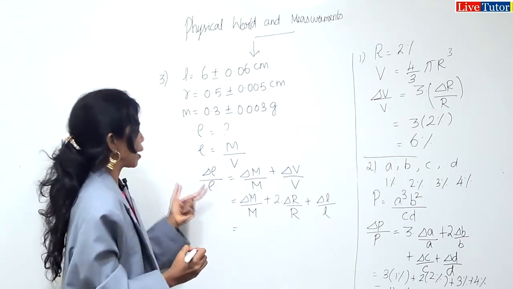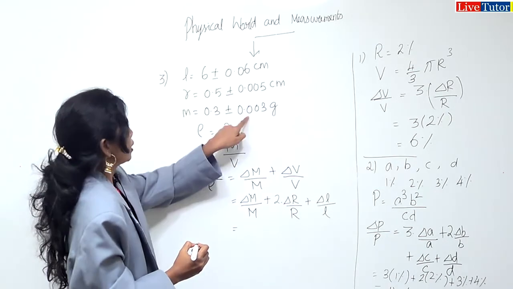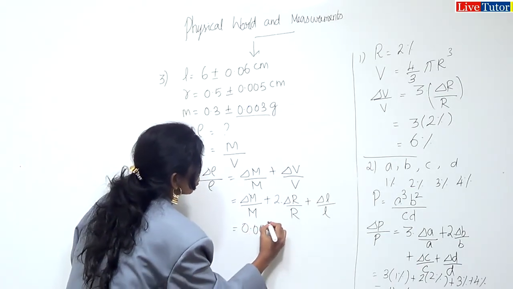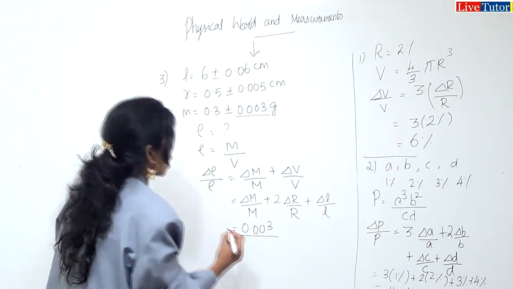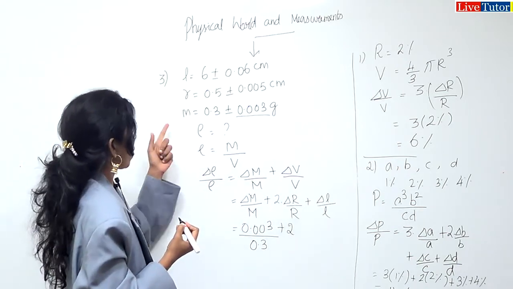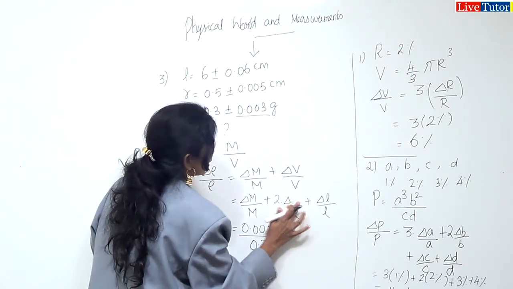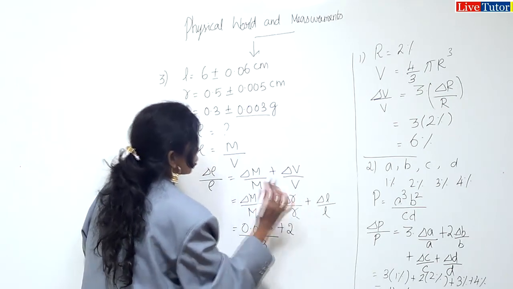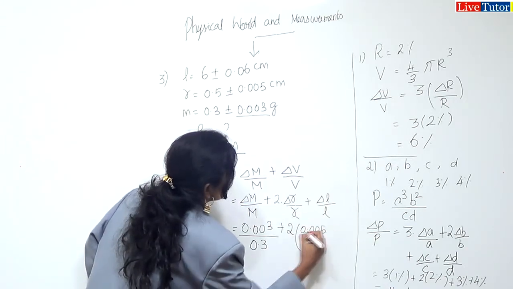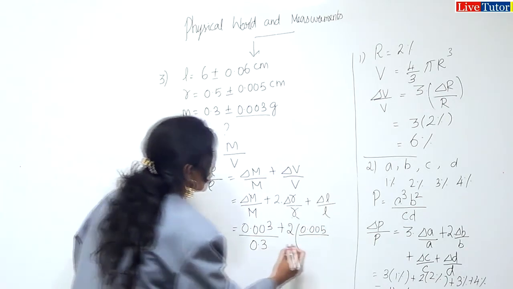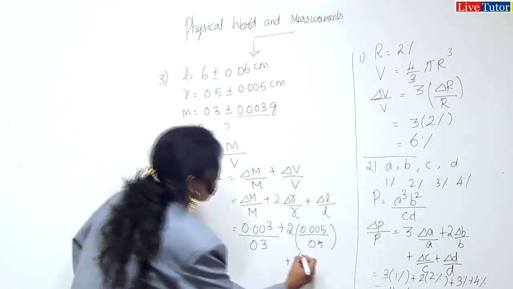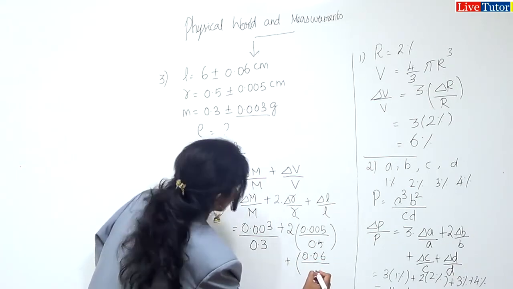Now del m by m. So what is del m here? Del means error, so 0.003 divided by, and what is the mass given? 0.3, plus 2 into del r by r. Better I will write it as small r. Now what is del r here? 0.005 divided by, what is the radius here? 0.5, plus again del L by L. So 0.06 divided by 6.